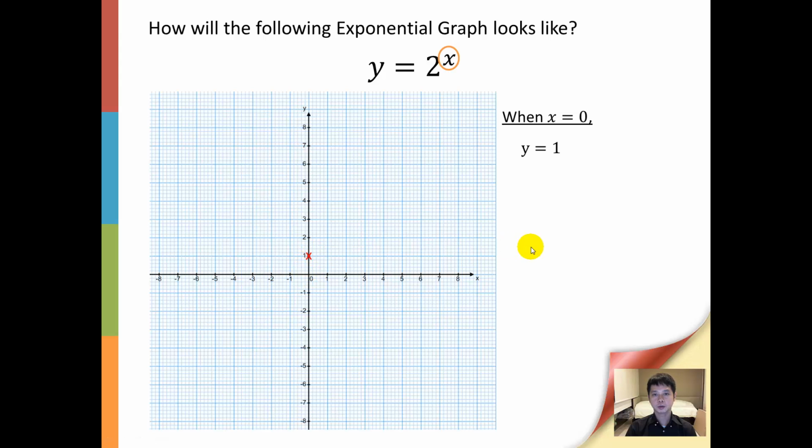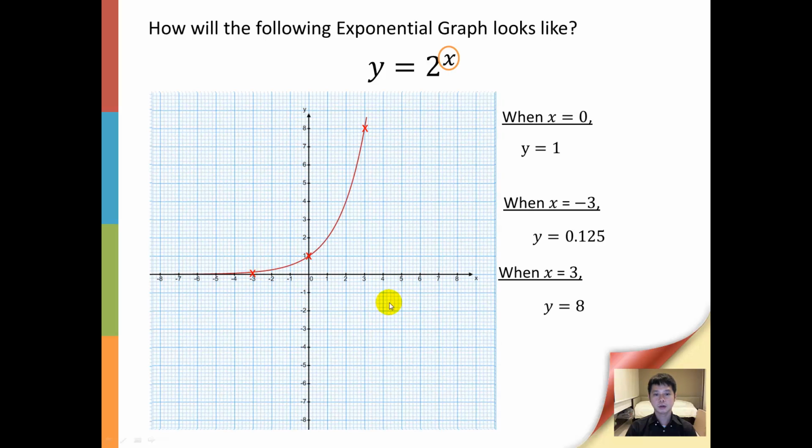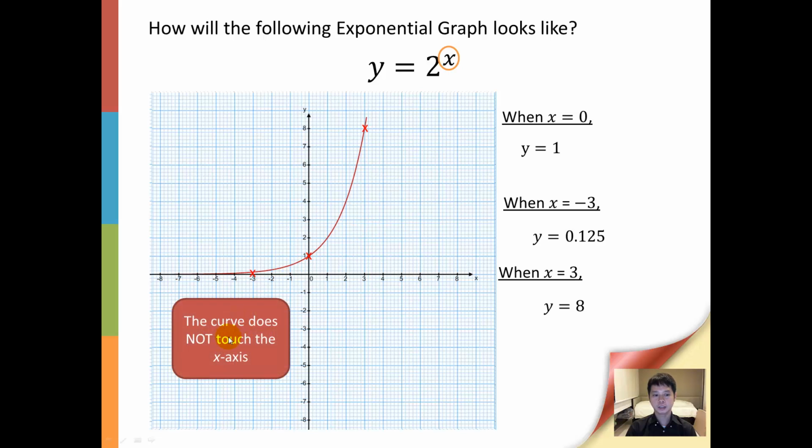We shall now substitute in a negative value such as negative 3, and we have y equals 0.125. Finally, we are substituting in a positive value such as 3, and we have y equals 8. Can you guess how the curve will look? Well, the curve looks like this. And it is important to note that the curve does not touch the x-axis.